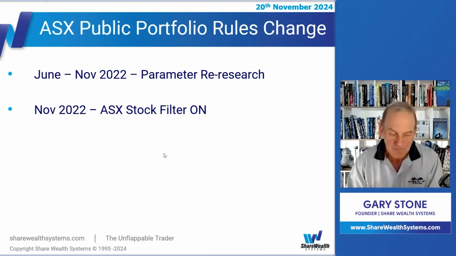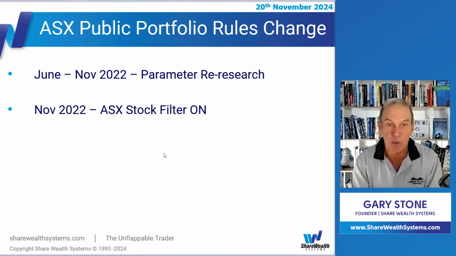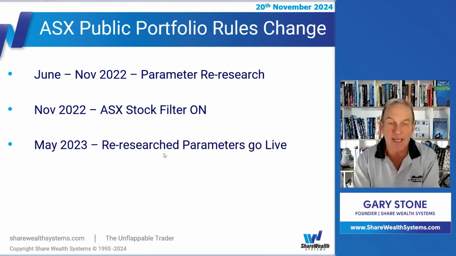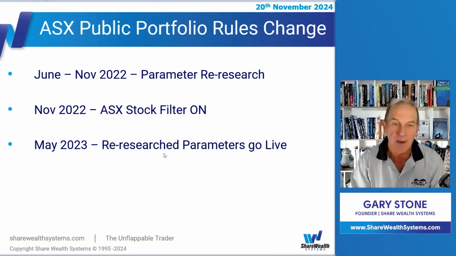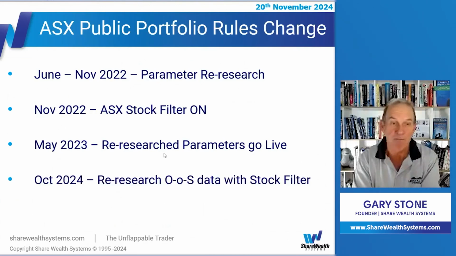We also created a stock filter, and we turned that on the ASX in November 2022. And then in May 23, the research that we had done from June to November, after doing the dev and all the sort of stuff we needed to do, we went live with those in May 2023 on all the public portfolios. With ASX, obviously the stock filter stayed on, but in the US, it was off.